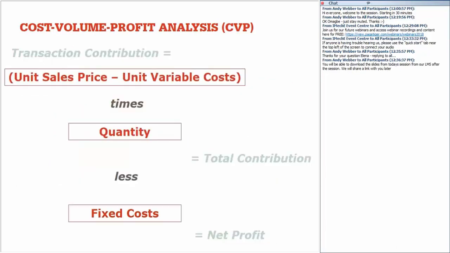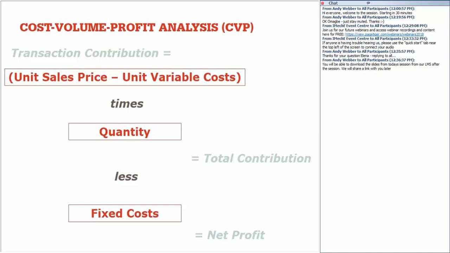So we can break that down into a transaction contribution. Now, this bit of jargon here, contribution, is another word for gross profit. That's what most people would call gross profit, and it's the difference between what you sell something for and the cost of the materials generally for that. So if I am selling an omelette, it's what do I sell it for, less the cost of the eggs and whatever other ingredients.